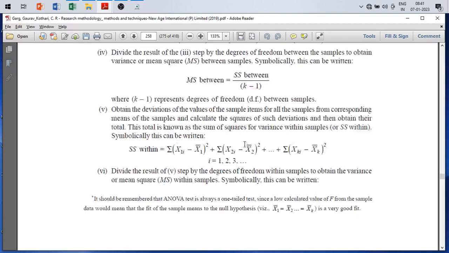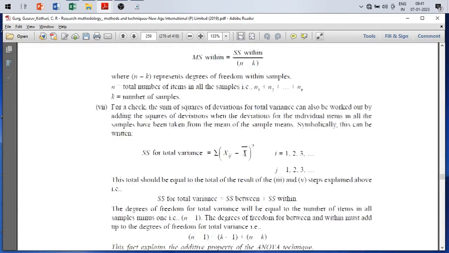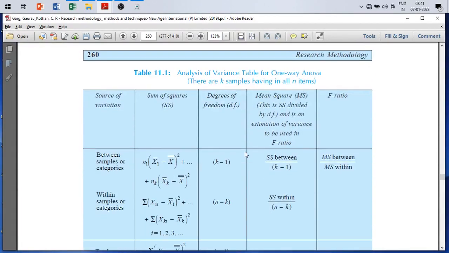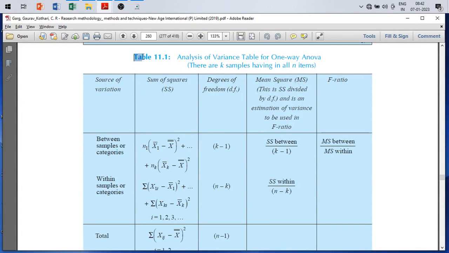I already explained, but here they are given in some mathematical notation, and everything is summarized in this table, table 11.1. See, the source of variation: between samples and within samples. And this is for SS, degree of freedom, this is MS, and this is F ratio.